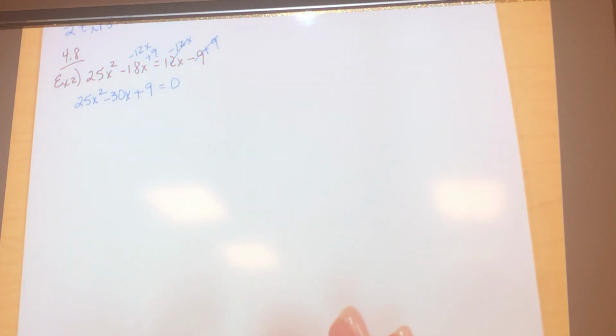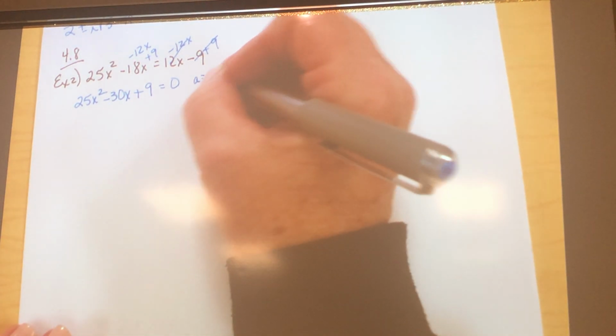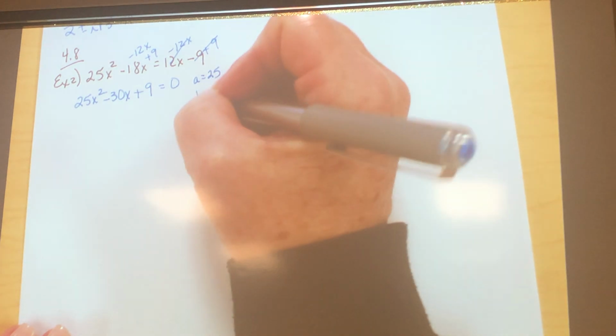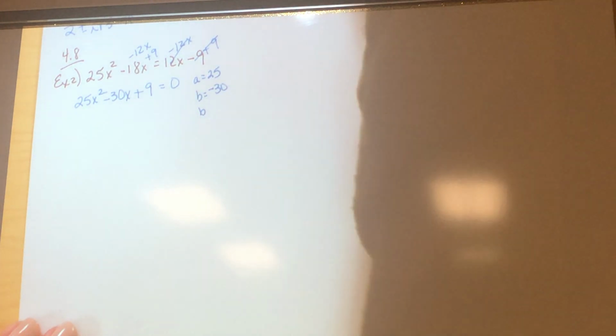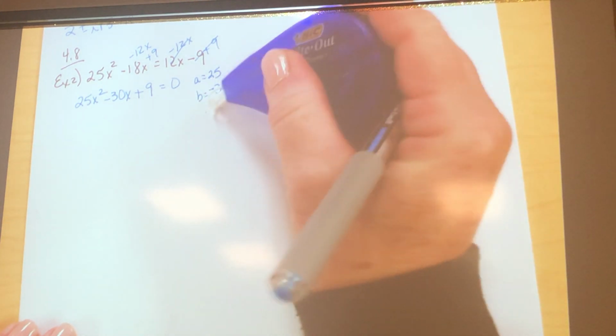Now remember what I told you yesterday, okay? I told you that if you went ahead and took the 3 seconds that it takes to write down A, B, and C, you'll be less likely to make careless mistakes. So tell me what A is. Tell me what B is. Negative 30. And tell me what C, oh, I wrote B, sorry. Tell me what C is. 9.